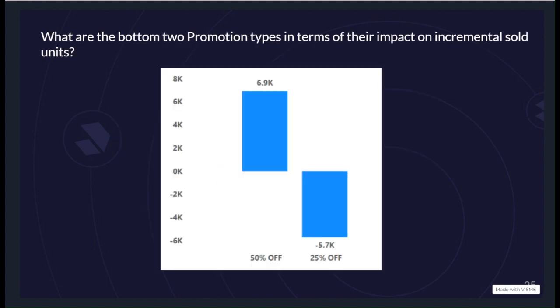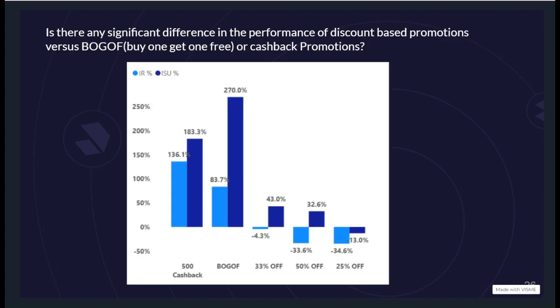Now let's move further. What are the bottom two promotion types in terms of their impact on incremental sold units? These are the bottom two promotion types, or you can say the worst performers, in terms of incremental sold units: one is 50% off and the second one is 25% off. Moving ahead: is there any significant difference in the performance of discount-based promotions versus BOGO or cashback promotions?